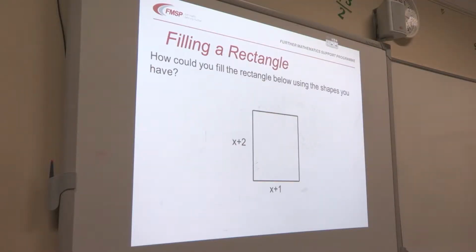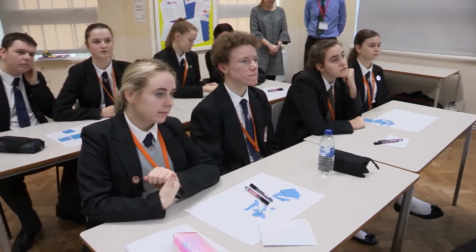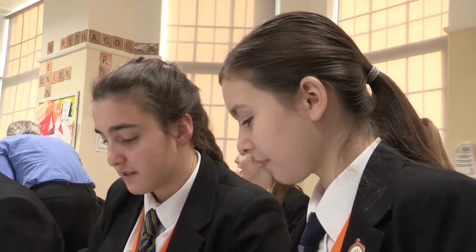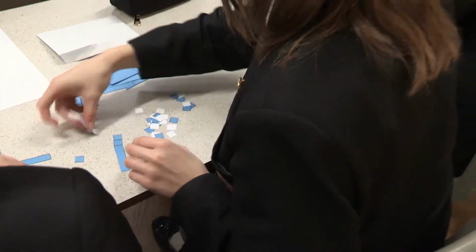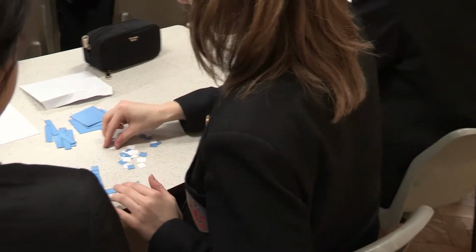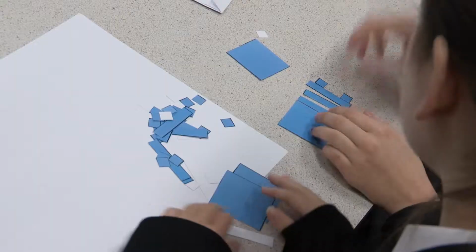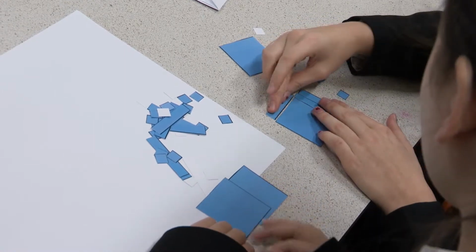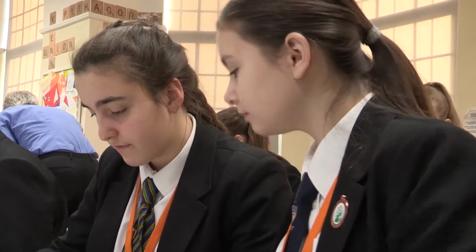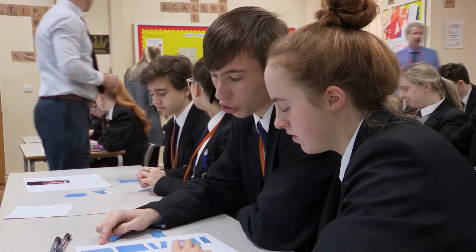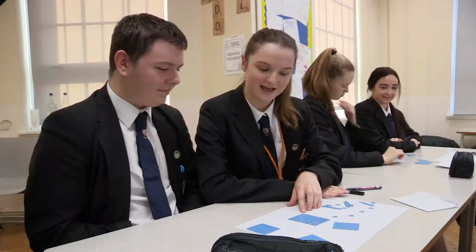If you've got a rectangle whose height is x plus 2 and whose width is x plus 1, use those shapes to fill that rectangle. So, how would you arrange that? X plus 1 is there. So like that. And then do you fill it? Yeah, like that. By working in pairs, two students work with one set of cards. The teacher hopes this will encourage them to discuss and explain their reasoning.